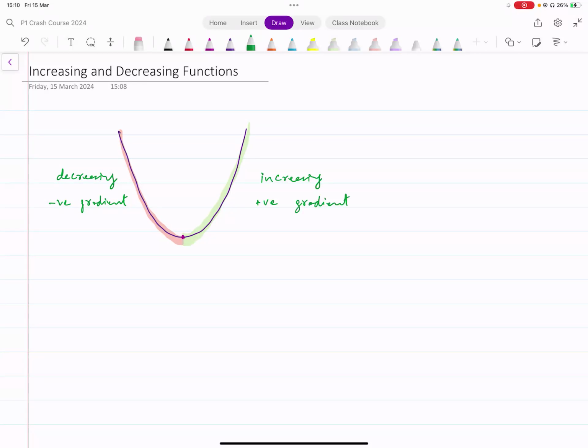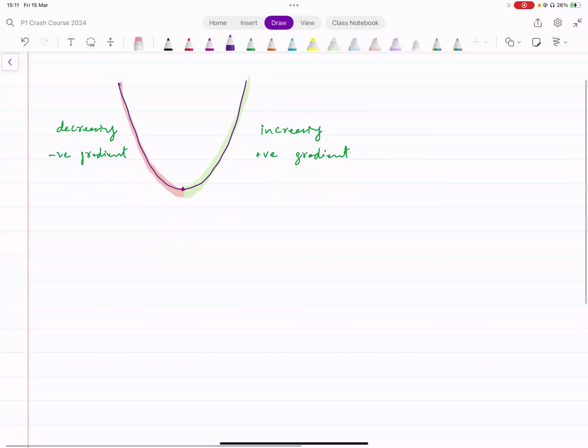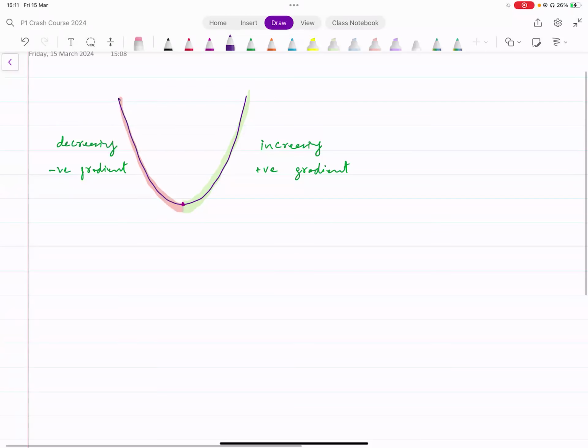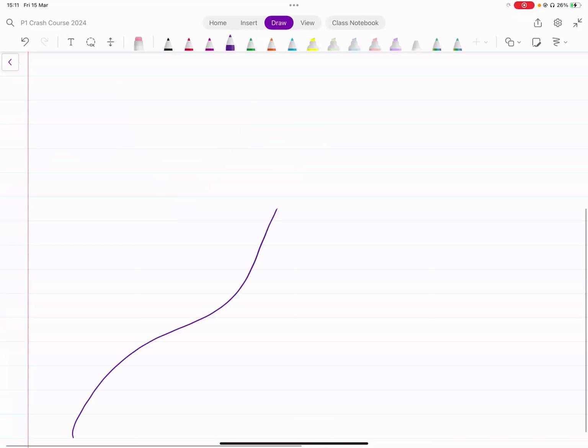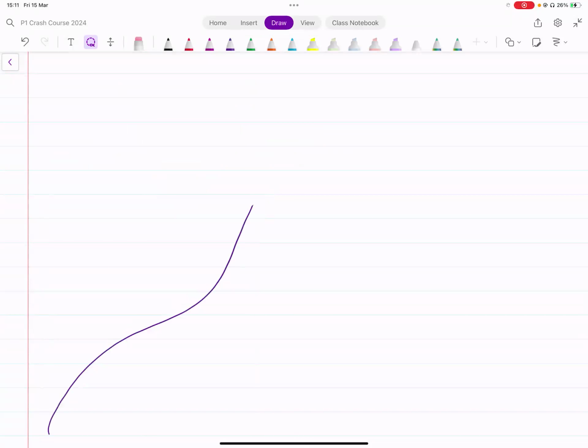Now, this is a function which is decreasing in some part and increasing in another part, right? But there are some functions like this as well that are throughout increasing or throughout decreasing. That is also possible. So for example, sometimes cubic functions have a shape like this. This is one possible shape of cubic functions. Now this is always increasing, right? Throughout, the gradient is positive here.